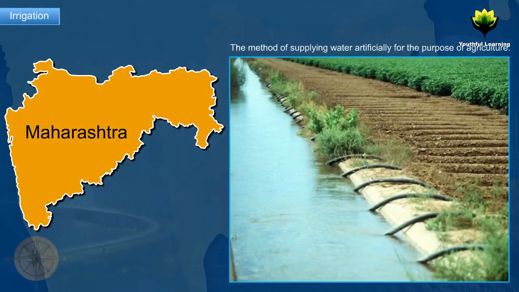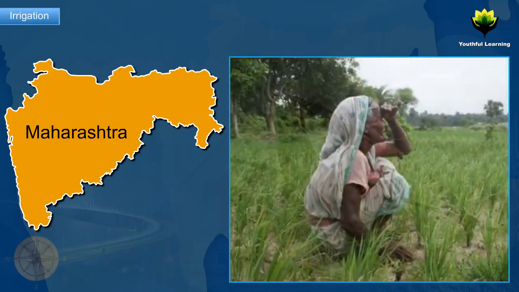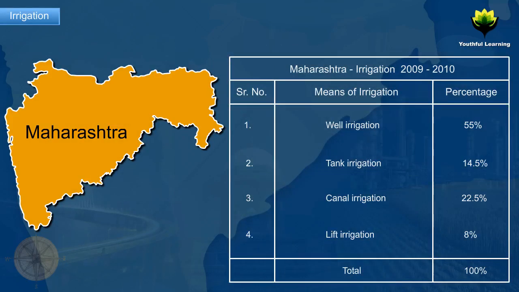Irrigation. The method of supplying water artificially for the purpose of agriculture is called irrigation. It is often used when supply of rainwater is not adequate to grow crops. The major methods of irrigation used in the state are well irrigation, tank irrigation, canal irrigation, and lift irrigation. Let us learn about each of them in a bit detail.